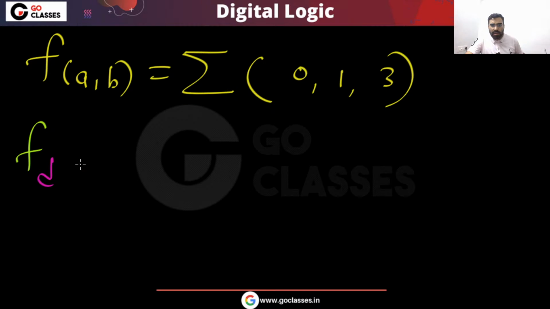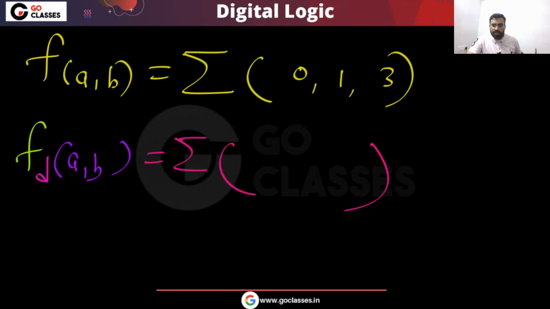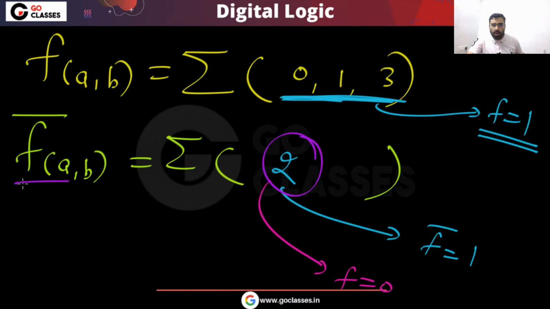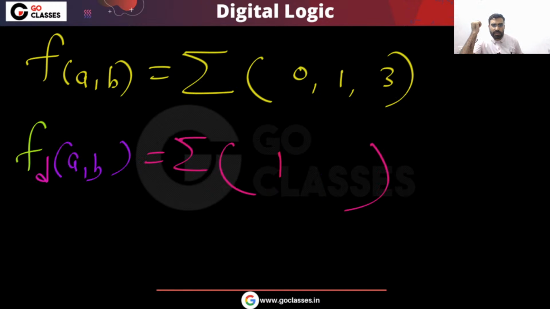Now you find F dual. How to find F dual? F dual means complement and then reverse. So first you find the complement, and then you reverse. What is the reverse of 2? When you reverse, this 2 will become 1. So this will be your F dual.